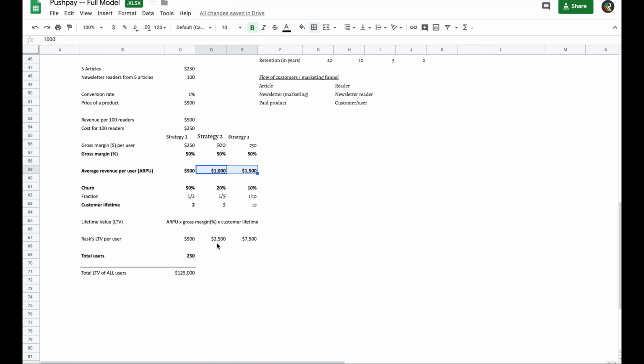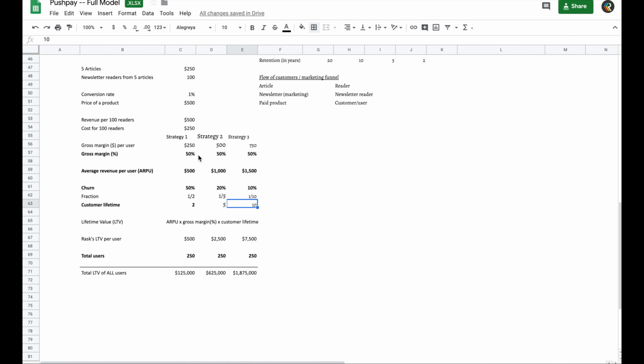It's as simple as that, right? Now, what we do is we take our user numbers and we hold them constant. Let's say we've still got 250. We can't really influence that. But because we're earning more from them and they're staying longer, here's what happens to our total lifetime value of all users. We've still got the same number of users. We've only increased the lifetime value, or lowered the churn rate, if you like.